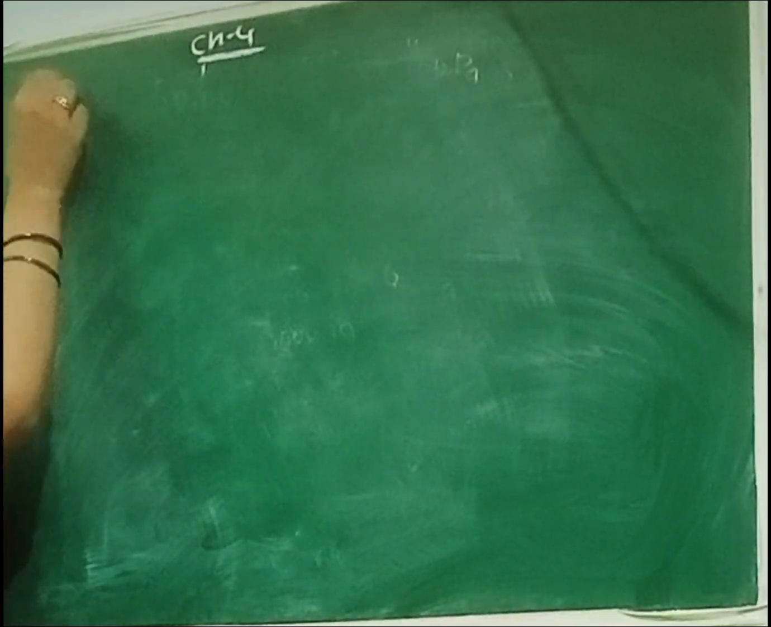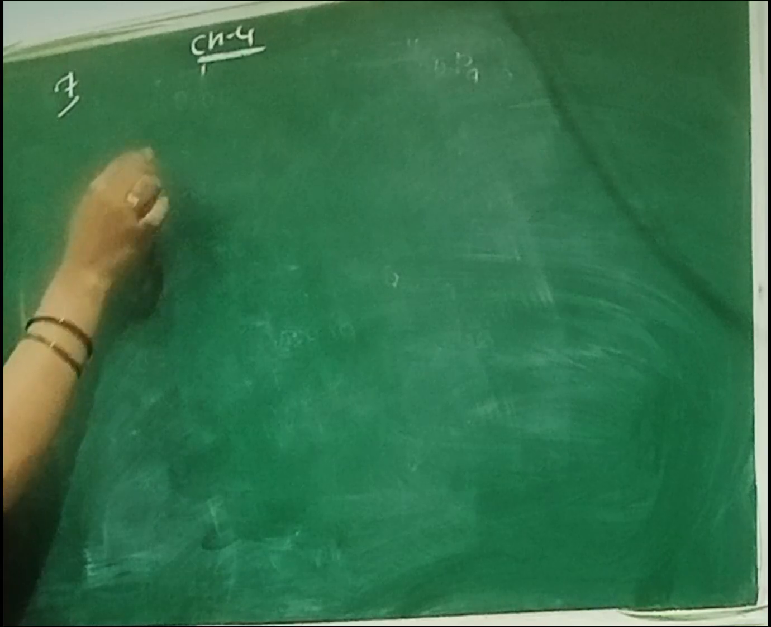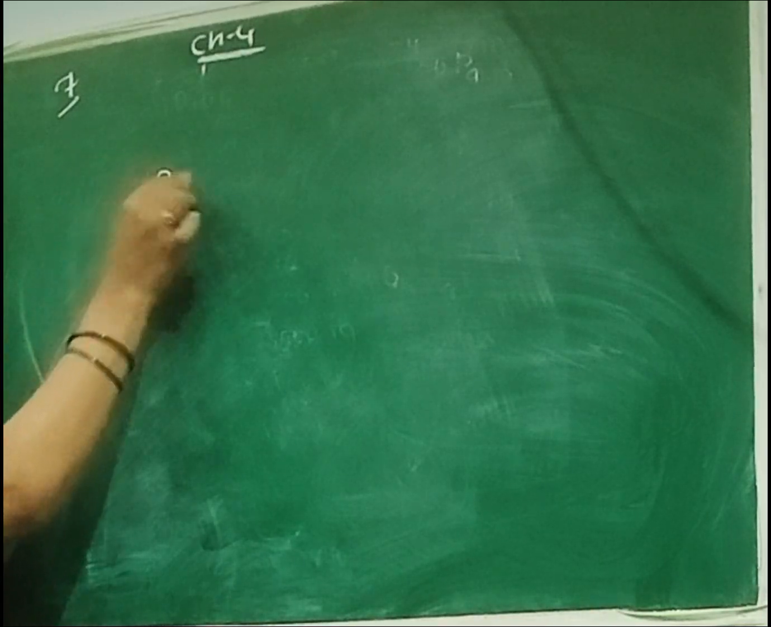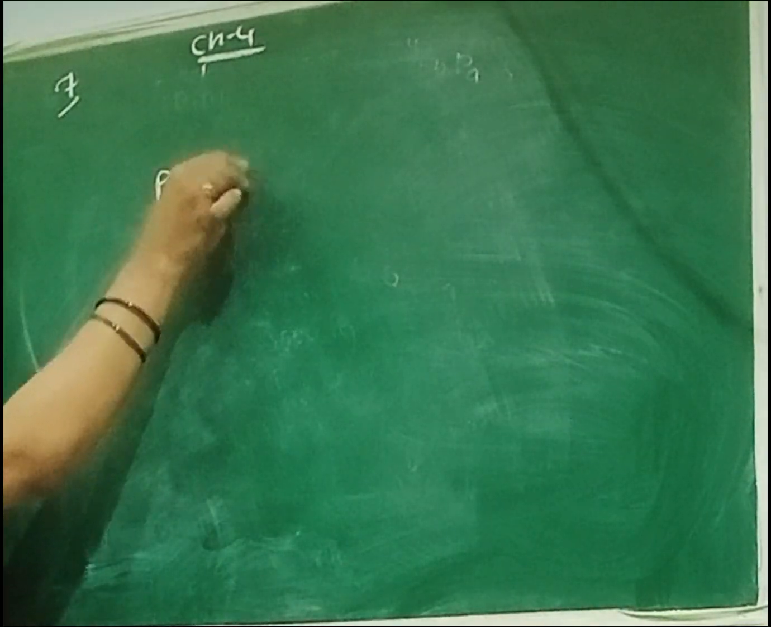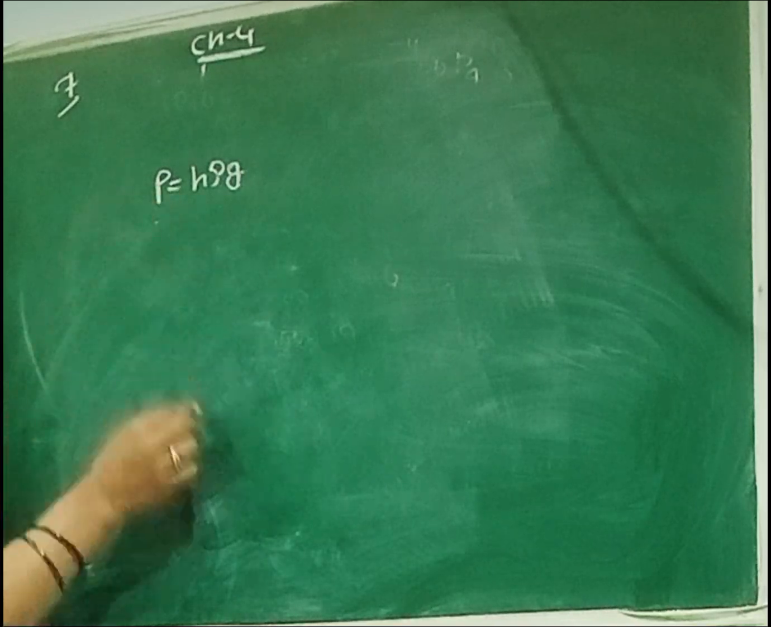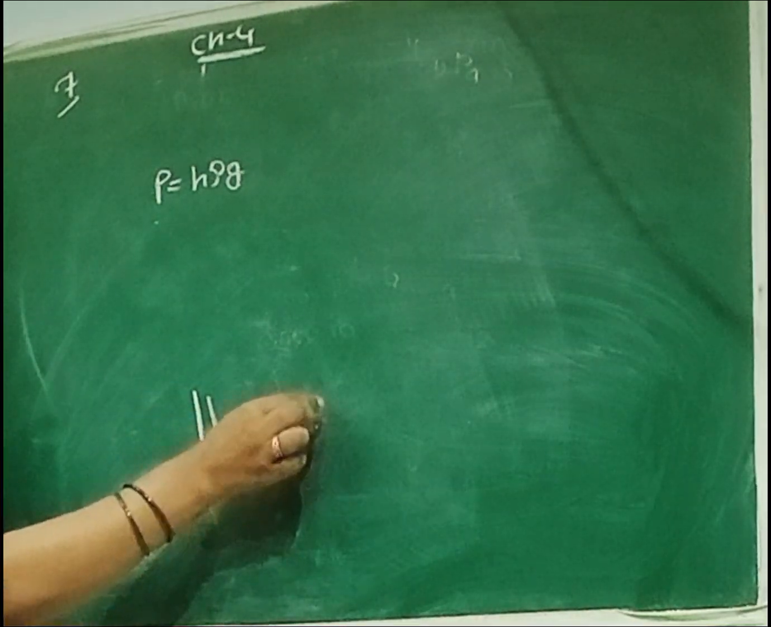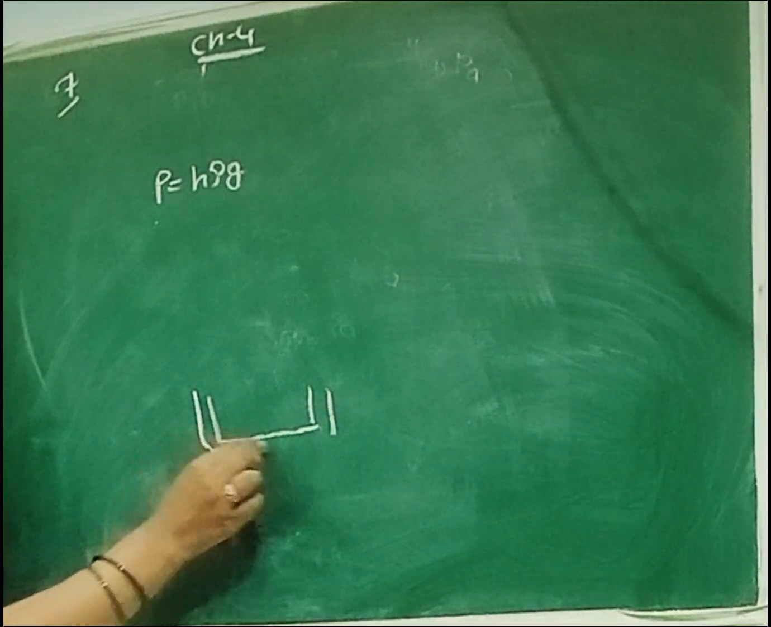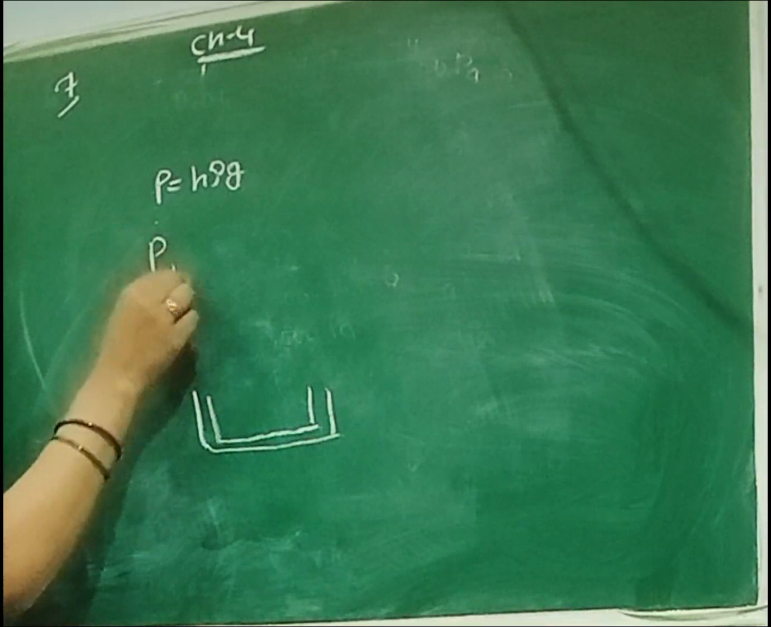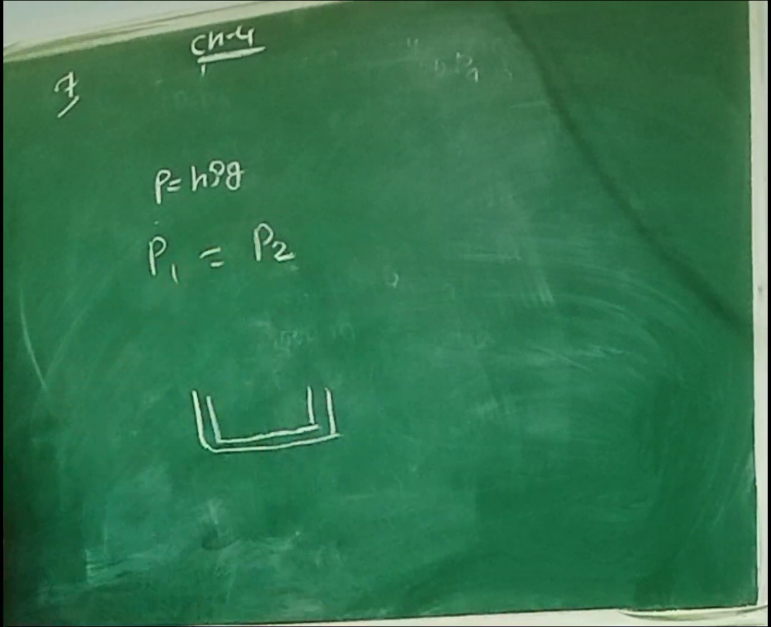Again, if you pour, so here what will happen? The pressure will change. When the pressure changes and height is asked, you will use the formula P is equal to H rho G. But whatever pressure will change in the one tube, that will be equal to the pressure in the second tube. That is why you will use P1 is equal to P2. Okay.